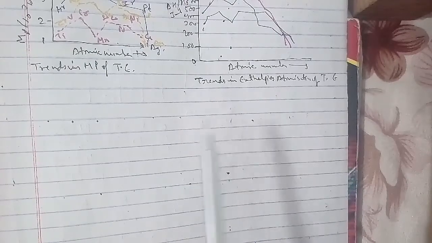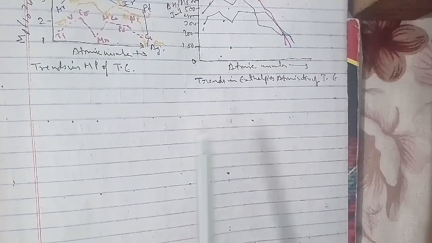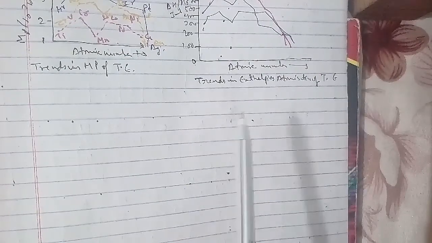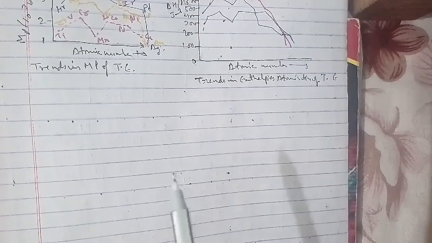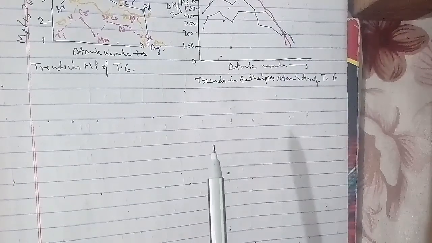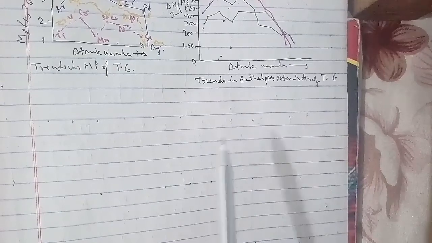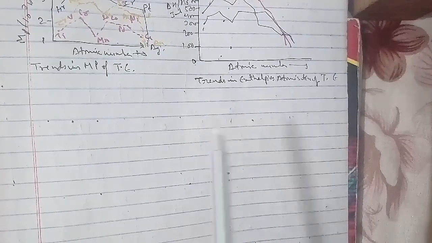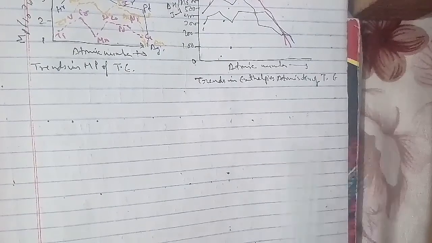So the second property we talk about is the variation in atomic and ionic sizes of transition element metals. That is what we have to talk about.